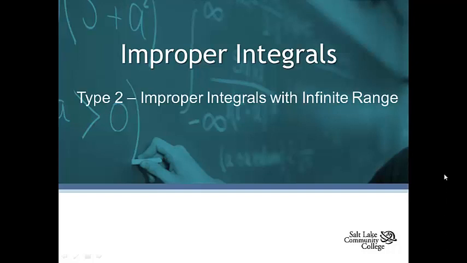We're going to continue looking at improper integrals, but now we're going to look at type 2 improper integrals, and those are these integrals with infinite range. Let's look at the integral from 0 to 1 of 1 over square root of x dx.